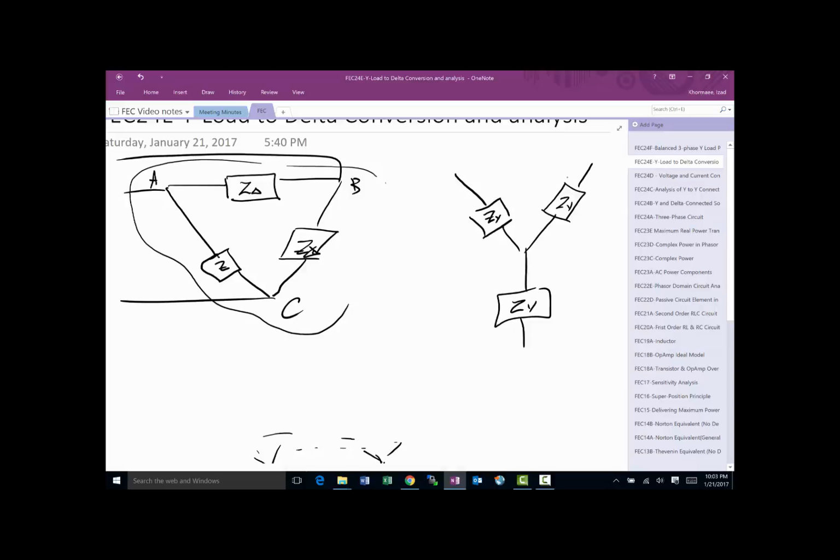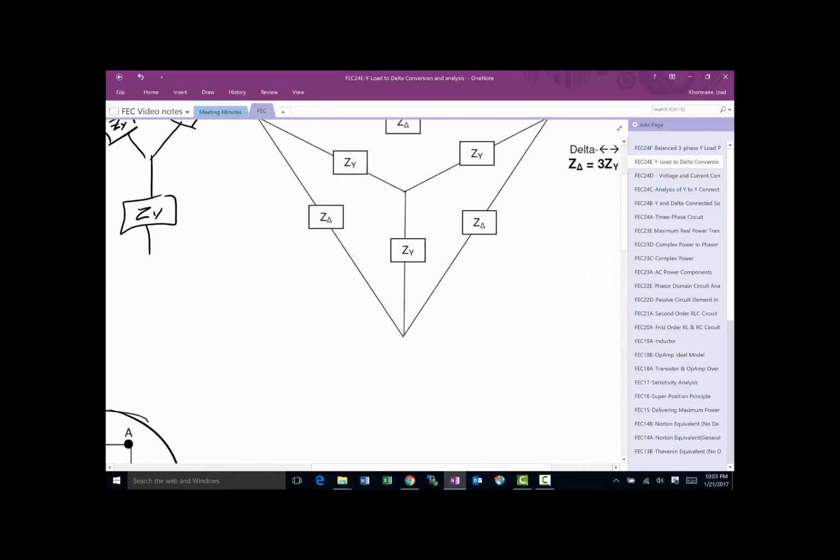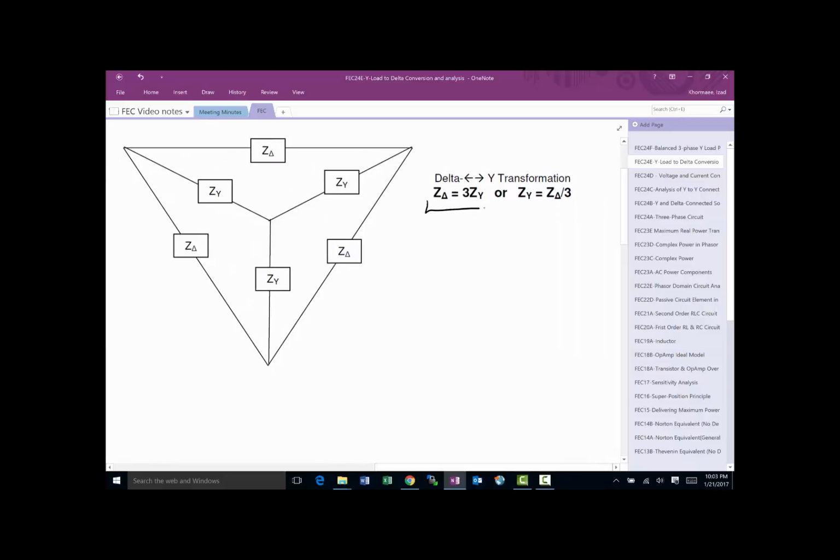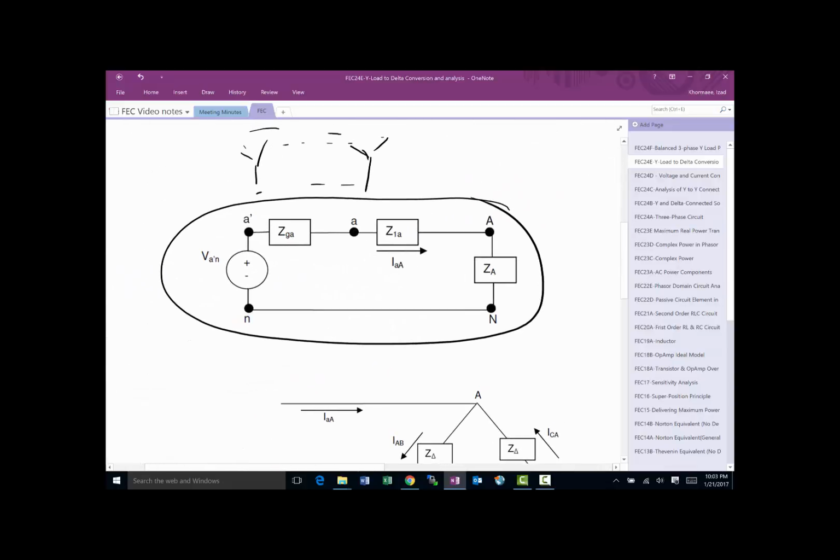The only thing we have to remember is that when you convert between a delta and a Y, the ratio is Z delta is 3 times Z Y. So for example, when we're going from delta to the Y connection, just take whatever Z delta is, divided by 3, and that becomes the load. After you've done that, then you can simply use the analysis that we learned in earlier videos on Y to Y connections and get that done. And then you can find all the phase voltages and currents.